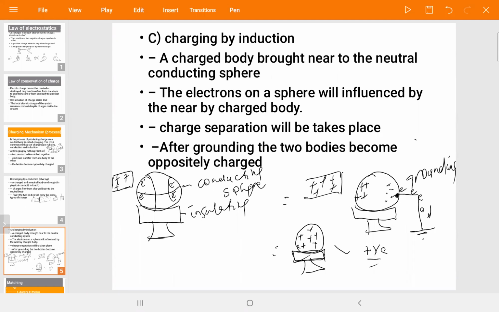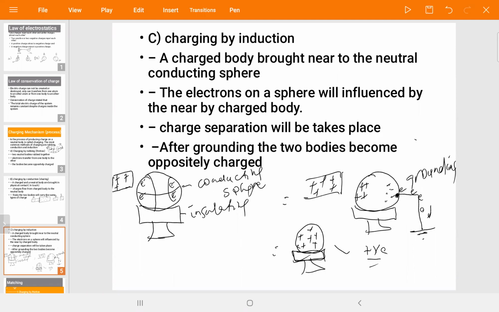This is one of the mechanisms of producing a charge. To summarize, charging by induction first needs two bodies. One is positively charged and the other can be neutral, because it is the one being charged. We bring a positively charged rod near the sphere, but the sphere needs to be put on an insulating object just to avoid leaking of charges to the ground.